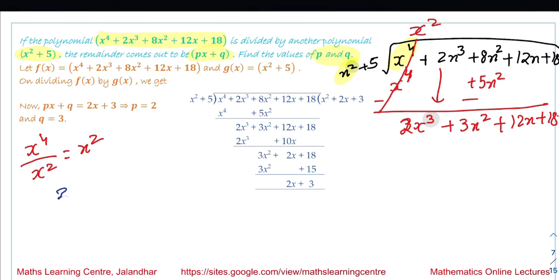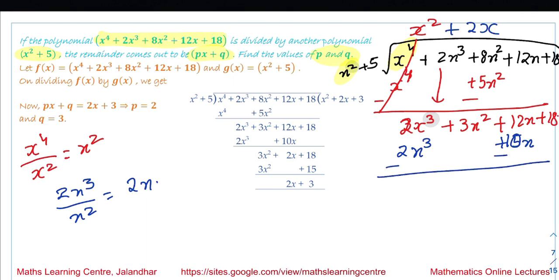So it is 2x cube over x square. So we are left with 2x. It is plus 2x. So it is 2x cube plus 10x. So when you subtract, these two get cancelled and we are left with 3x square plus 2x plus 18.